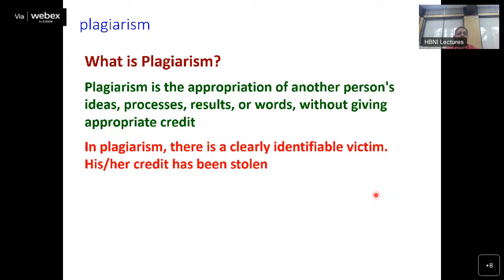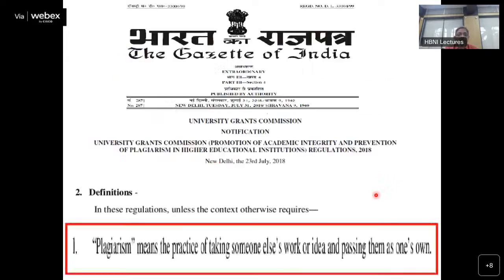So finally, I talk about plagiarism, but now I run out of time. Plagiarism is the appropriation of another person's ideas, processes, results, or words without giving appropriate credit. And in plagiarism, besides there being a perpetrator, there is a very clearly identifiable victim whose credit has been stolen by the perpetrator. So I'll be dealing with this in the next lecture, because plagiarism is a very important scientific misconduct which everyone should be made aware of, so that for heaven's sake, you people should not be indulging in plagiarism. So I would like to stop here.